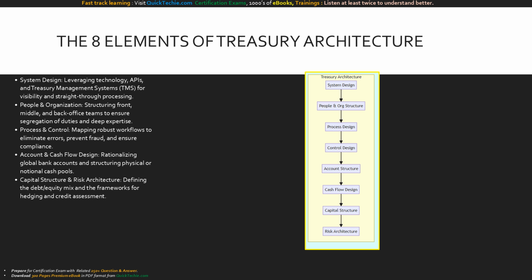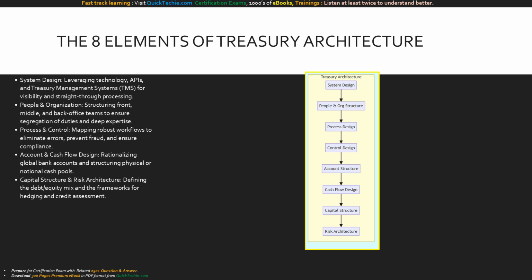I've laid it out sequentially to show how one foundational element feeds into the next. In the top tier, we start with system design, which dictates the tools our people and org structure will use. Those people then execute the process design, which is strictly governed by the control design. You cannot have a secure treasury without this sequence.